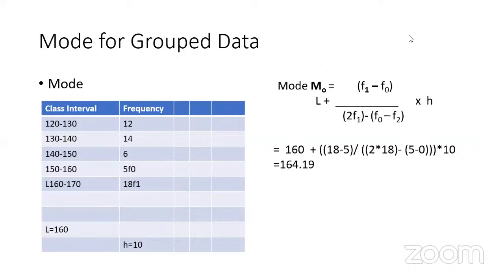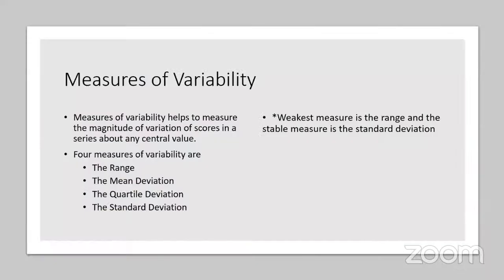Yes, 164.19. Great. Thank you. Now let's move on to the next topic. So this is about calculating measures of central tendency for raw scores as well as group scores. Now we have another 5 minutes. Let me introduce you to the next topic, and then we'll hand over the session to the next session. Then measures of variability.